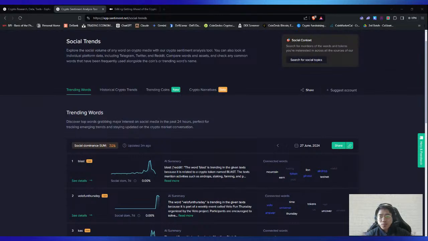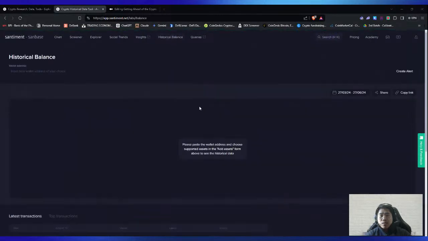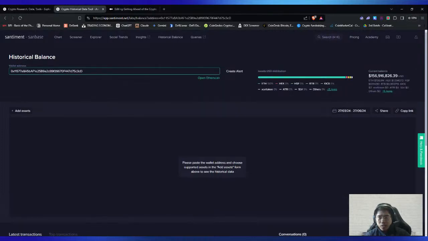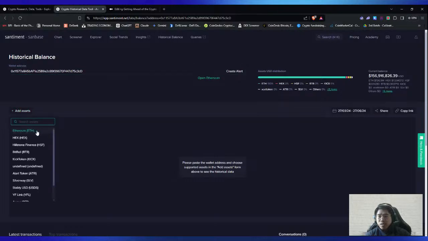Now, another interesting feature of Sentiment is the historical balance. The historical balance tab allows users to track whales in the industry by simply entering the address and the asset to track. Users can see how this specific address interacted with a specific asset, and if it led to a significant price action, or what the correlation of the interaction was with the price. So let's give a short example. I actually got an address here. This address is one of the addresses of Paradigm Capital, a tier 1 VC.